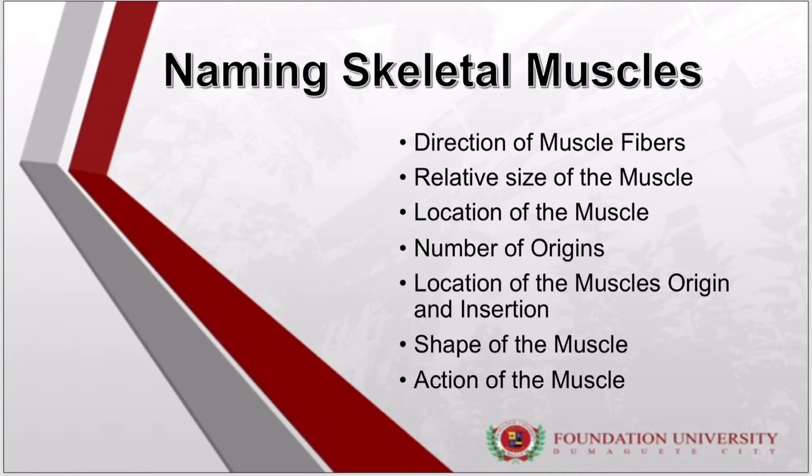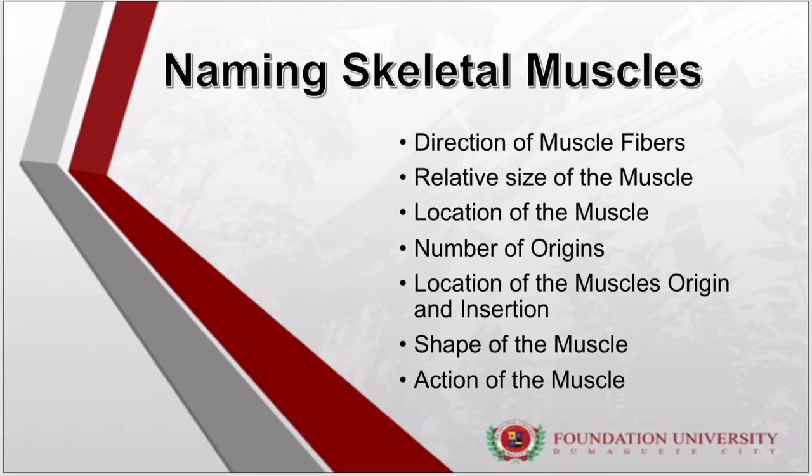Naming skeletal muscles: there are cues that can easily give you the muscle names and actions. First is the direction of muscle fibers. Muscles are named in reference to imaginary lines. When a muscle name includes the term rectus, meaning straight, its fibers run parallel to that imaginary line. And when we see the term oblique, it tells you that muscle fibers run obliquely.